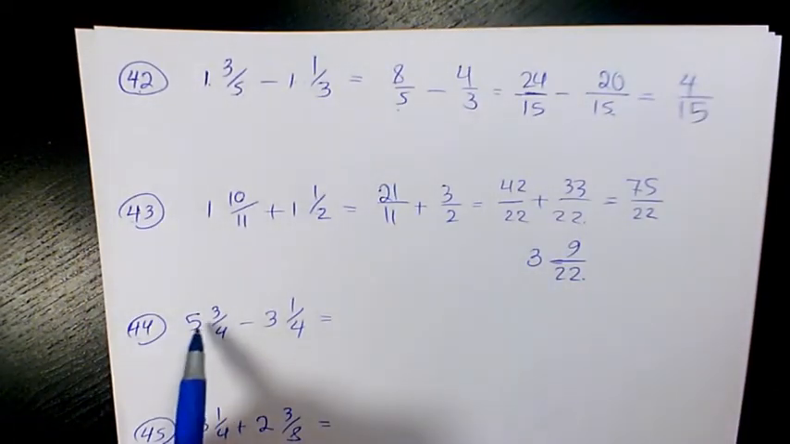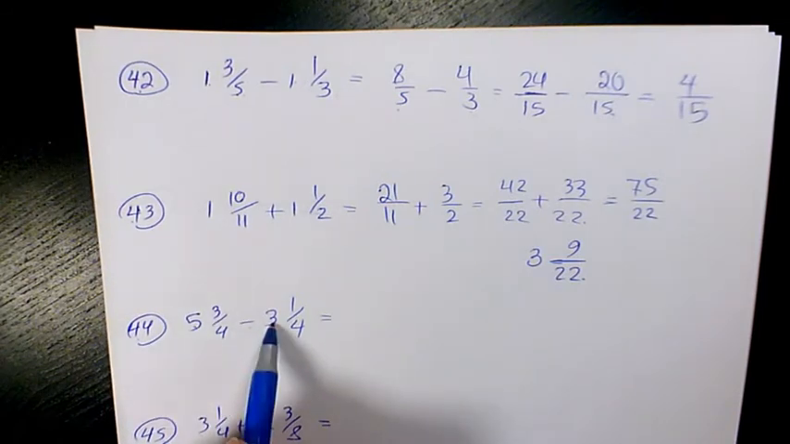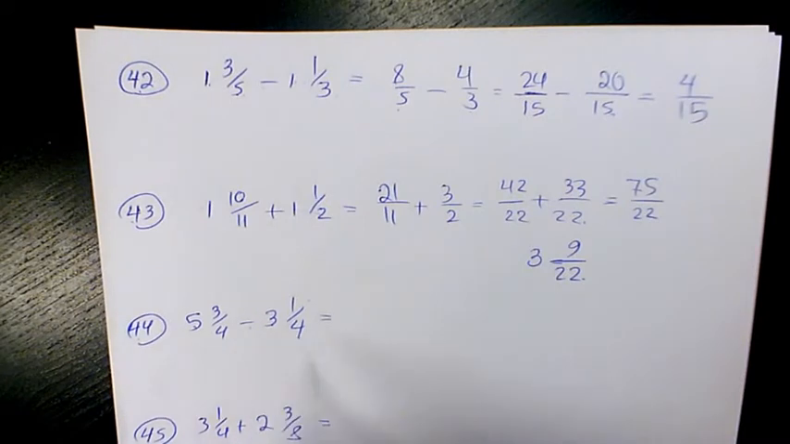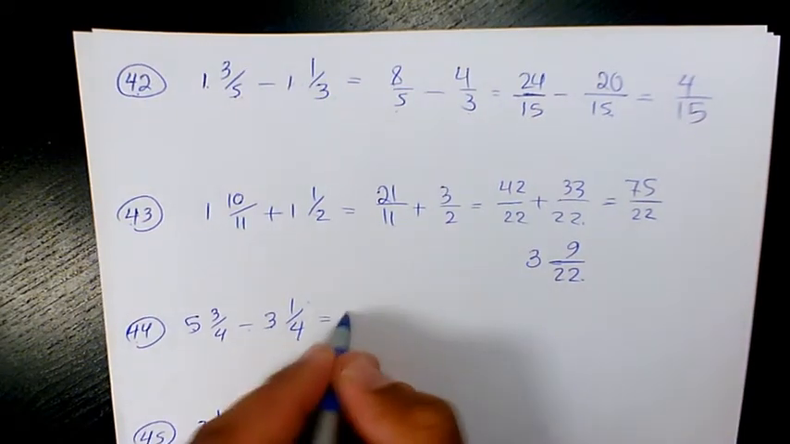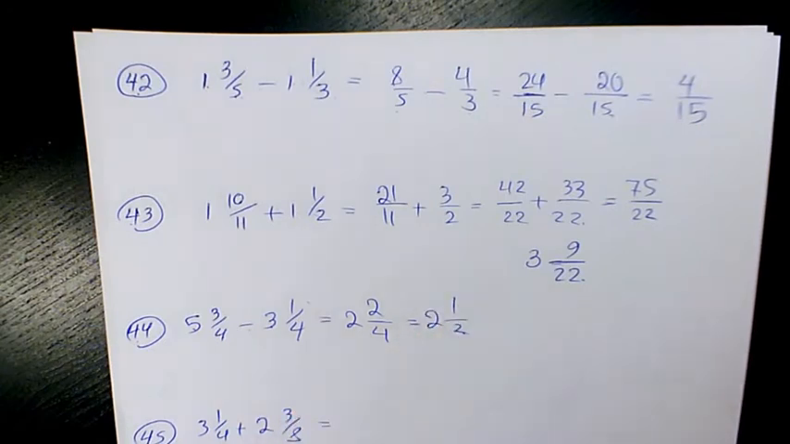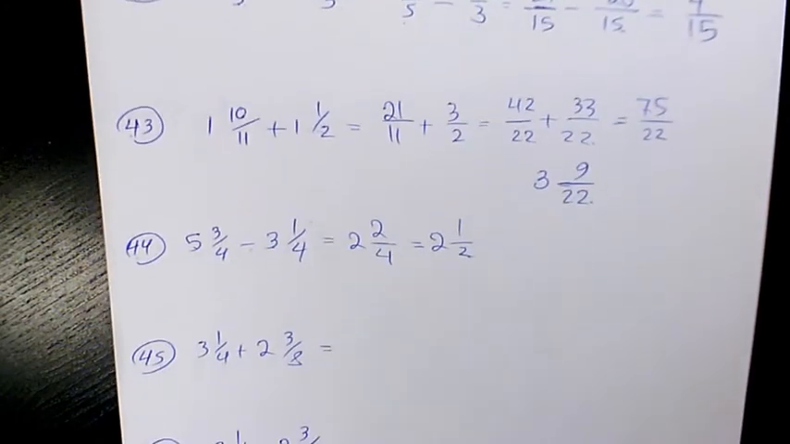Next one. 5 minus 3 is going to be 2. 3 over 4 minus 1 over 4 is going to be 2 over 4. So it's going to be 2, 2 over 4, or 2, 1 over 2. Next one.